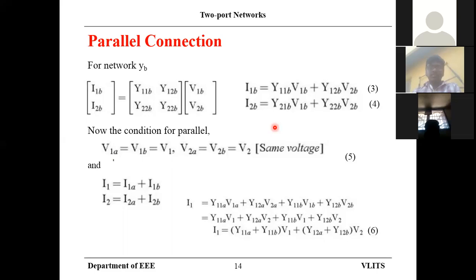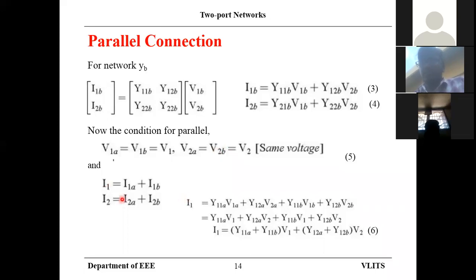In a similar way here, for the two networks, for the first network the voltage is V1a and for the second network the voltage is V1b. If we consider the total voltage is V1, then V1 is equal to V1a is equal to V1b. Similarly, for the second network also the voltages are the same, because these two are connected in parallel.